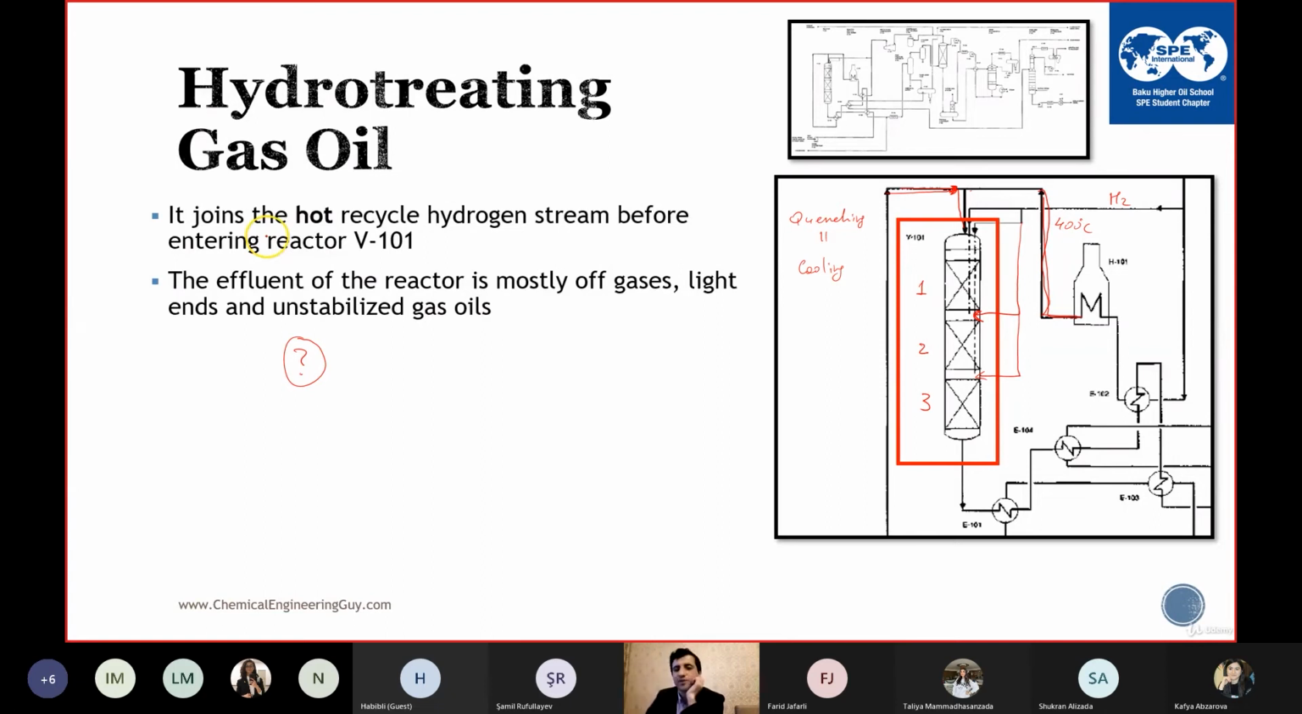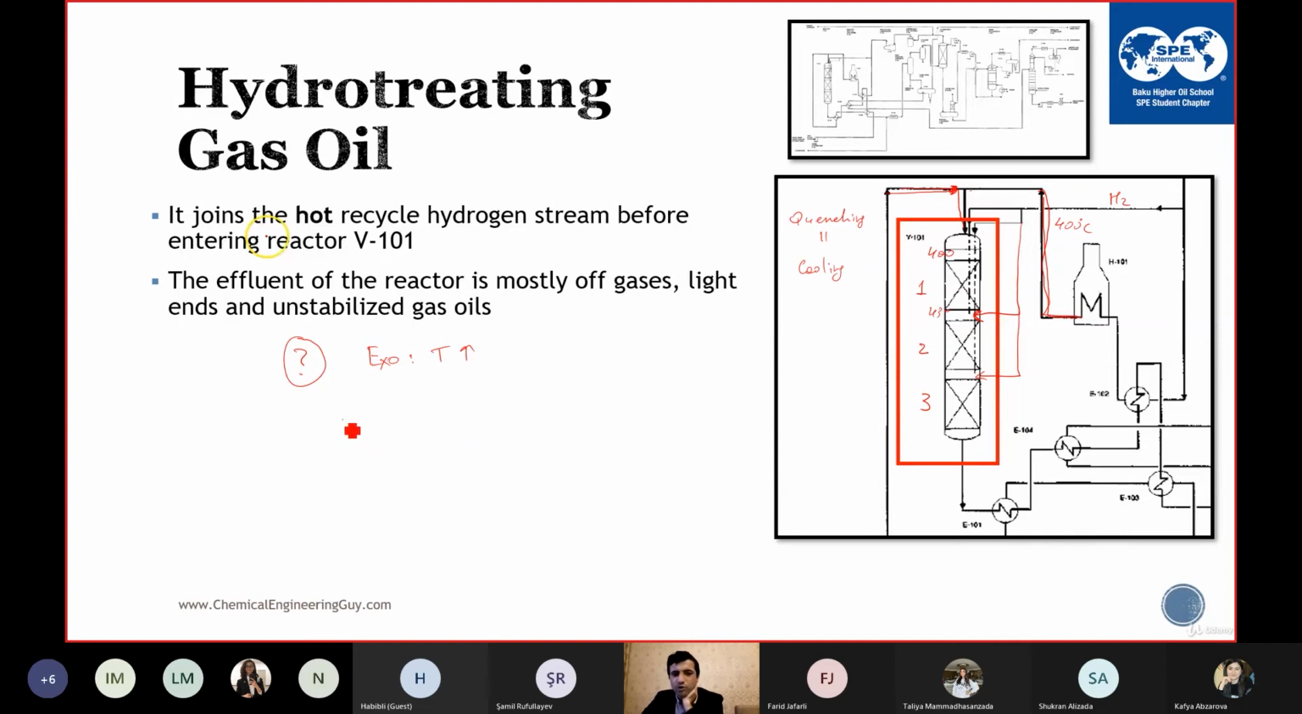What type of reaction do we have in hydrotreating? Exothermic or endothermic? Exothermic. Exactly. What happens when we have an exothermic reaction? Heat will be released. Yes, temperature increases. So let's say we have 400 here, we have 430 here.